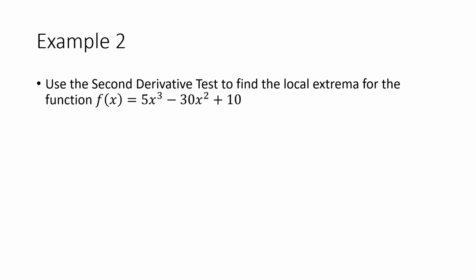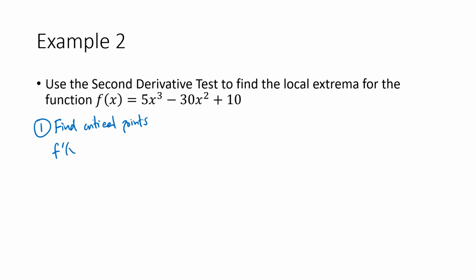Okay, so let's try one more example. We're going to use the second derivative test to find the local extrema for this function. So remember that the local extrema are going to happen at critical points. In order for us to find these local extrema, first we need to find the potential maxes and mins. In other words, we need to find the critical points. And remember, those are going to be where my first derivative is equal to 0.